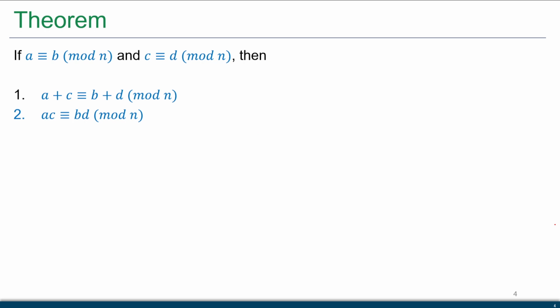All right, so another theorem that we have is that if a is equivalent to b mod n and c is equivalent to d mod n, then we have the following true. If I take a and add it to c, this is the same thing as b added to d mod n.